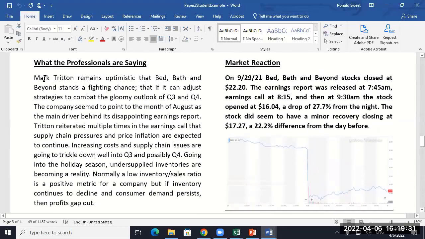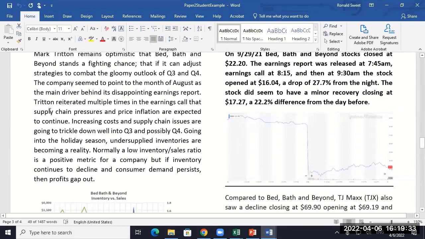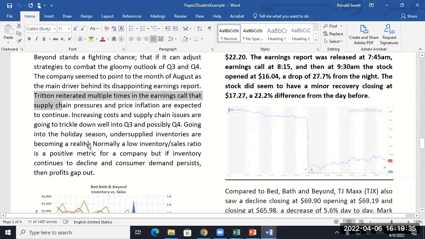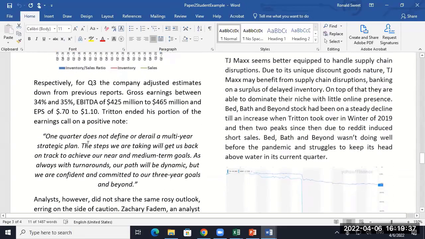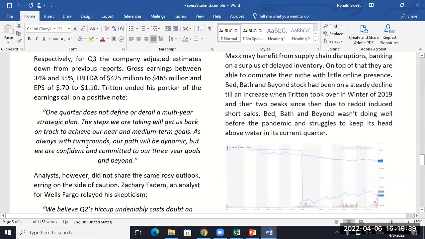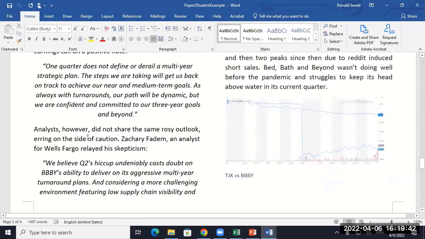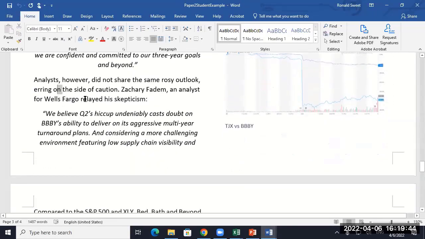She says what professionals are saying. I don't know why she's still quoting management, but she's giving some more on the why. Again, the CEO. So here she finally gets to someone that's an analyst outside the company.